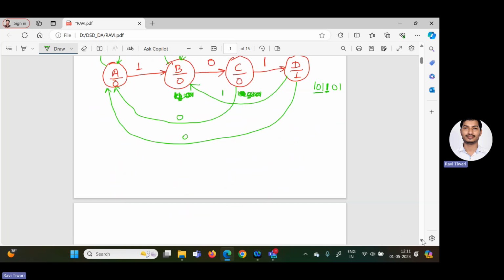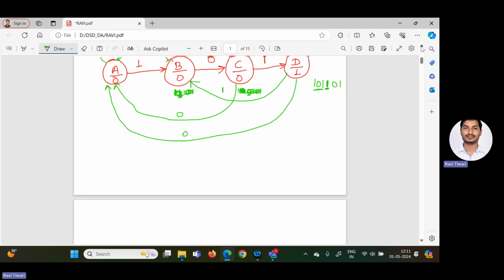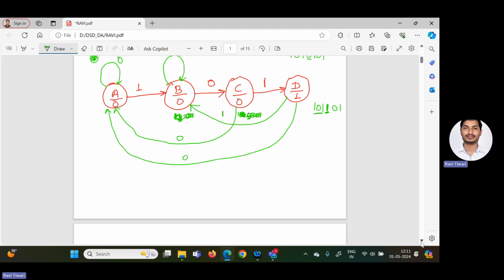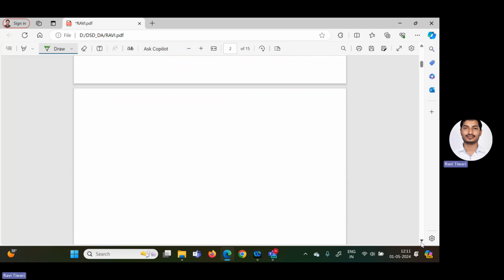Now if you are ready with the state diagram, we can draw the state table. In the state table, we require certain inputs, that is the present state. So here you write down present state. Then here you write down input, and input will be represented by X. Then you write down next state. Then here you write down output as Z.